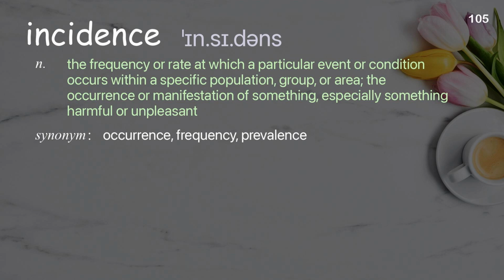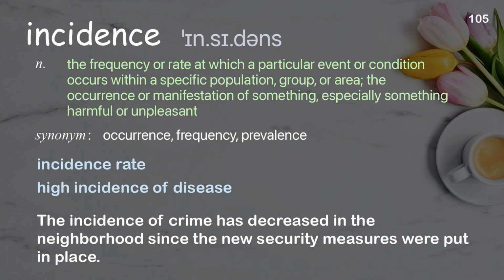Incidence. The frequency or rate at which a particular event or condition occurs within a specific population, group, or area. The occurrence or manifestation of something, especially something harmful or unpleasant. Examples: Incidence rate. High incidence of disease. The incidence of crime has decreased in the neighborhood since the new security measures were put in place.